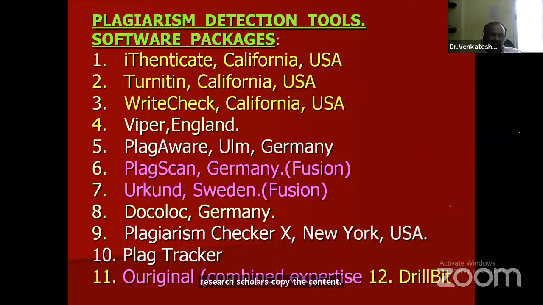Now we are talking about plagiarism detection tools. Previously I already explained the screenshots of Ouriginal, Turnitin, WriteCheck. These are the software available on the web, but these are licensed versions. Licensed versions, keep in mind. Except Viper, you can check. Viper is freely available on the web, and you can also scan your thesis or paper up to 20 pages at a single instance.